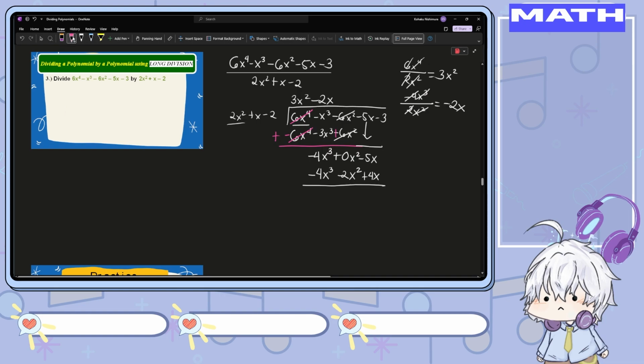Rule of thumb, add, change the signs. Positive, positive, and this will become negative. Thus, canceling out this one, we will have 2x squared. You will have 9x, or negative 9x.